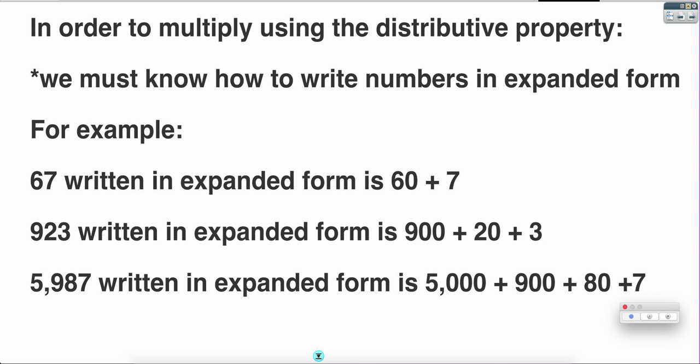So, in order to be successful at multiplying using the distributive property, we have to know how to take a number and how to write it in expanded form. Expanded form is taking every digit and writing its value, what it's worth. And we are separating those values with addition symbols. So we're taking a number and stretching it out into all its separate values.